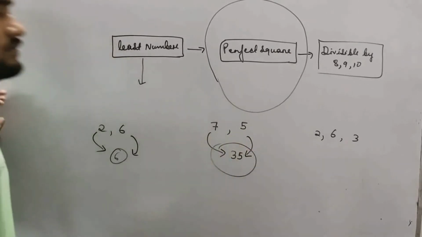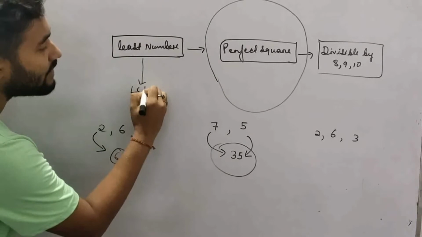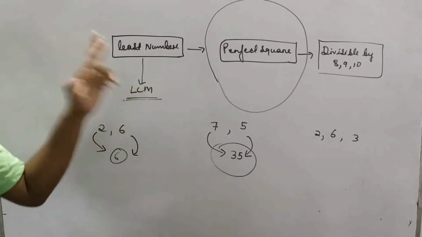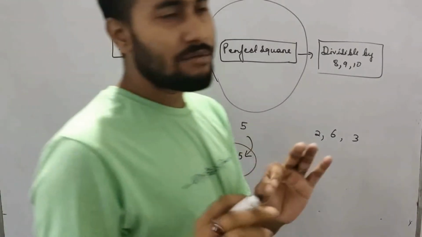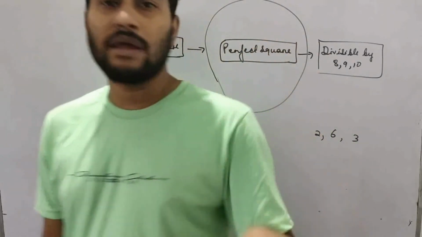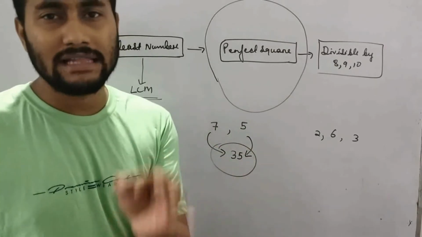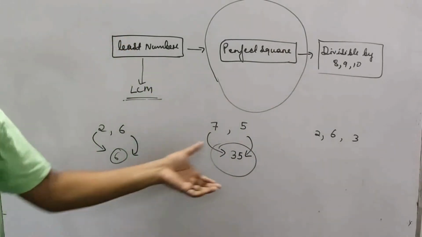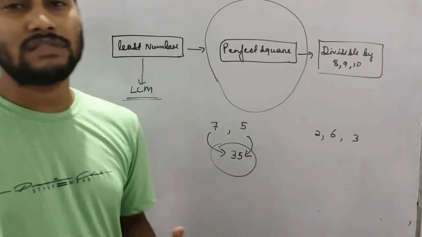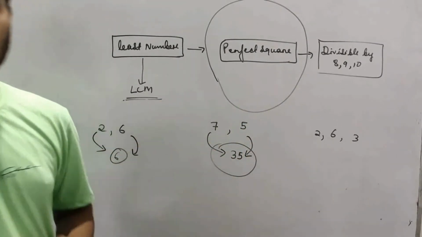Understood? So what are these least numbers? Least number means nothing but our LCM, least common multiple. Whenever you see such a question where least number is mentioned, it means you have to find the LCM. So what is the least number which is divisible by 7 and 5? You have to find the LCM of 7 and 5, which is 35. 7 times 5 is 35, 5 times 7 is 35.